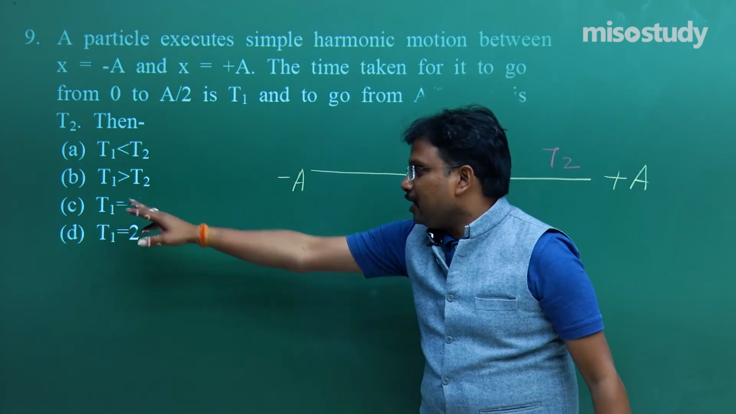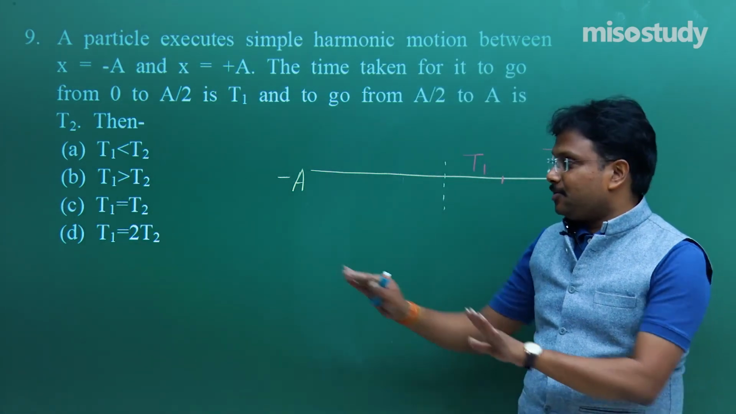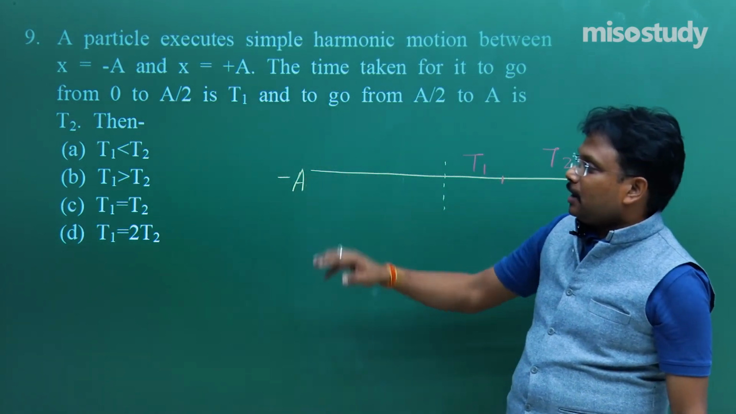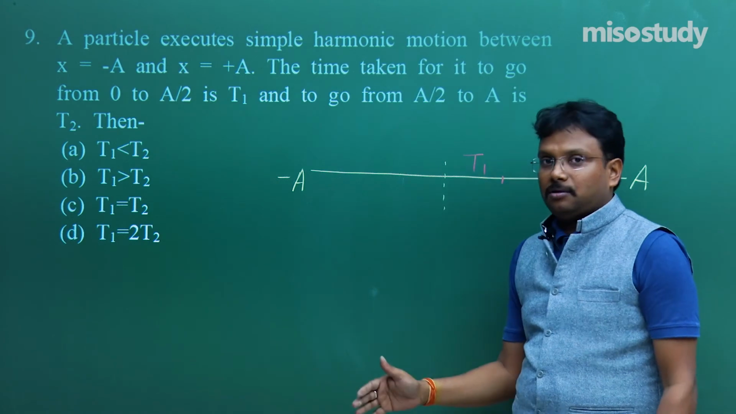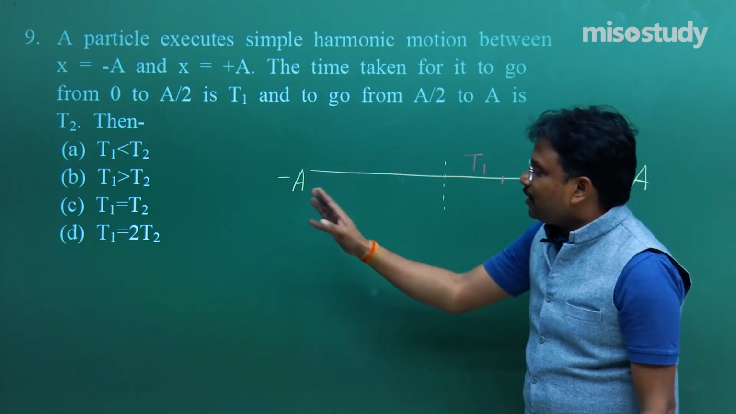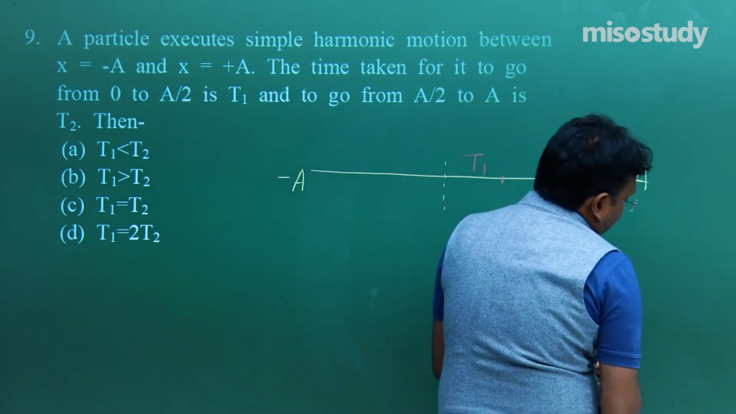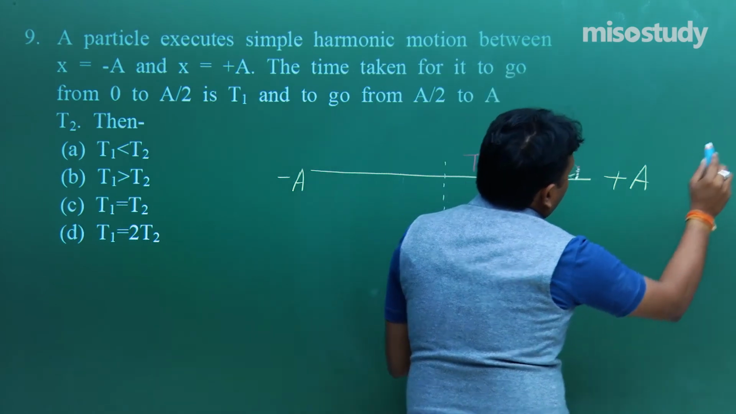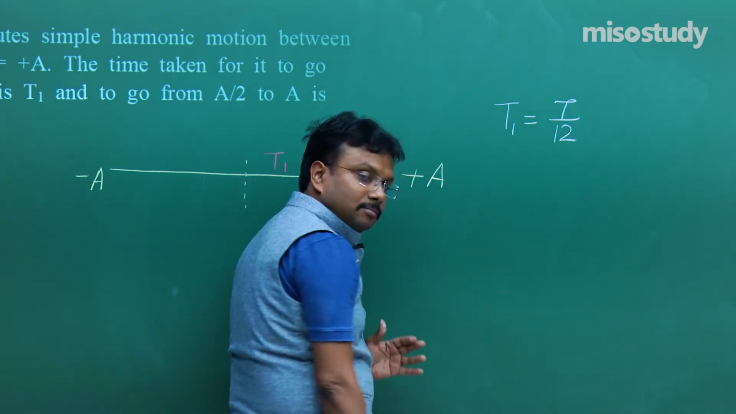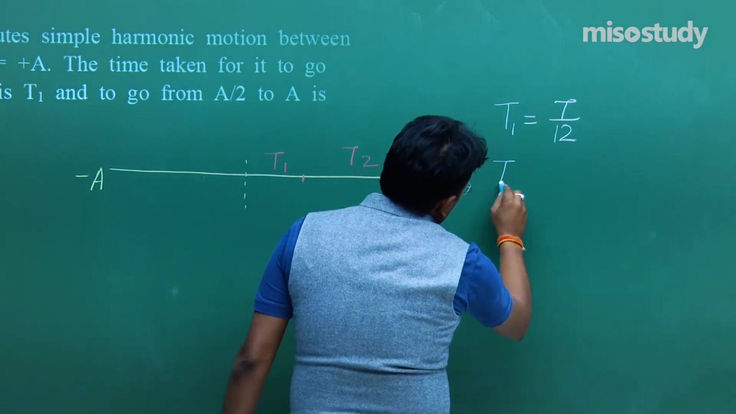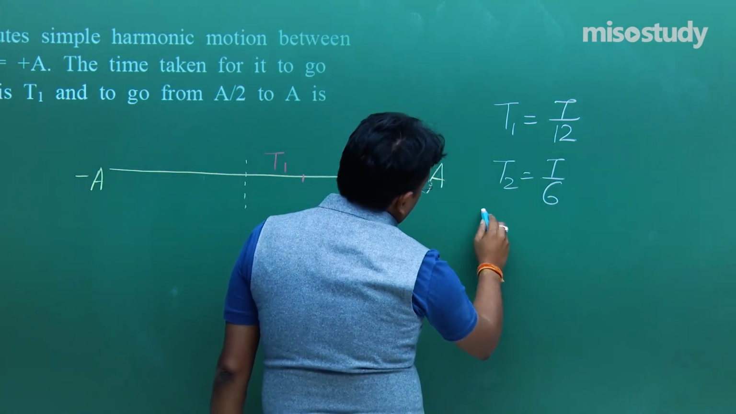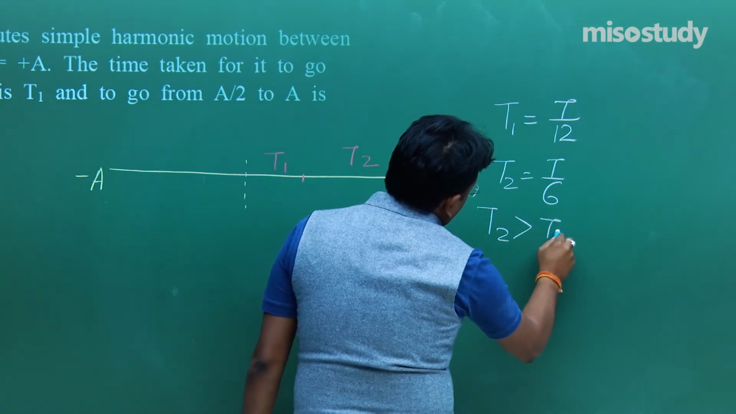So, this C that is going to catch your eyes, please ignore it. This is just to create a problem for you. We have to find out the T1, T2 relation. These equal terms are meaningless for us. So, what exactly is the approach? With the help of this diagram, I would like to tell you a few sentences. T1 is equal to T by 12 and T2 is equal to T by 6. So, you can simply say that T2 is greater than T1.